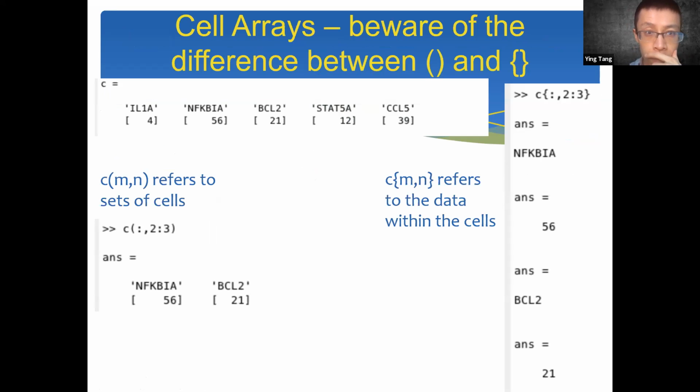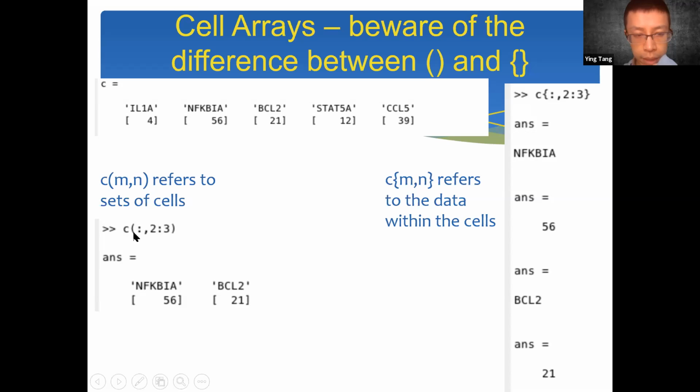And now you have defined the cell. What if we want to take out some element in the cell? This is also a tricky part. You have two ways. One way is to use small bracket. So n refers to the cell. Another way is the big bracket. The key difference is that when you use small bracket, it takes out the set of cells.